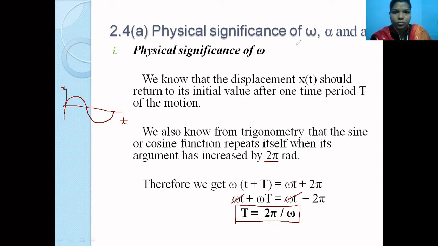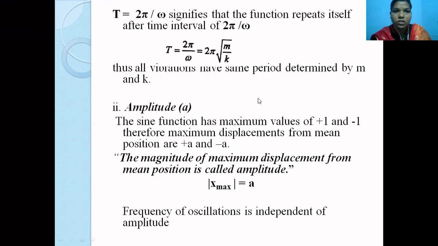Okay, so let us move forward to see the physical significance of the other quantities too. Once I write T is equal to 2 pi by omega, it signifies that the function repeats itself after a time interval of 2 pi by omega.